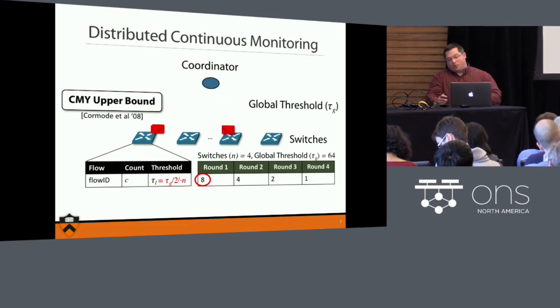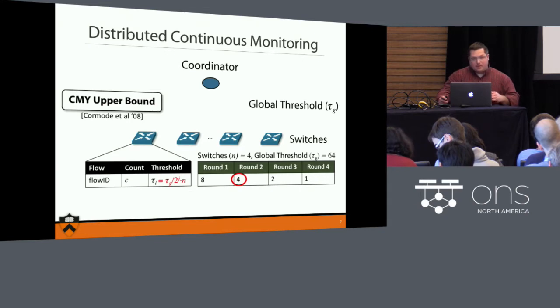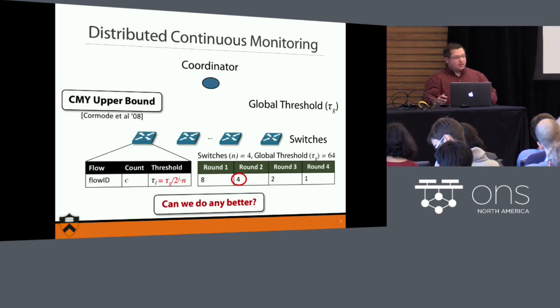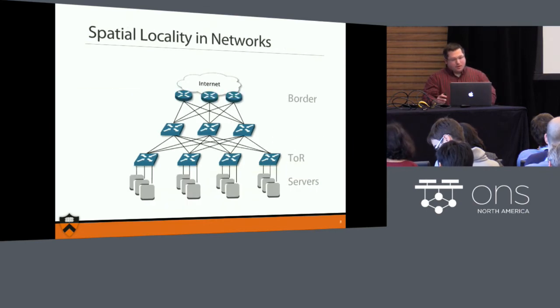After the coordinator receives N reports from the switches, it would send a message to all of the switches to advance their local threshold to the next round. When the coordinator receives the last report in the last round, it determines that the global threshold has been exceeded. Now this approach has provable upper bounds to achieve 100% accuracy, but the question we ask is, can we do any better? And we think we can.